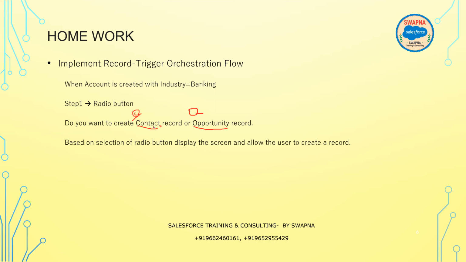That means you should have a decision box after the first stage. In the decision box, if the output of this radio button equals contact, then display the screens related to the contact to create a contact record. If you have selected opportunity, it should take you to the flow where it allows you to create an opportunity record.